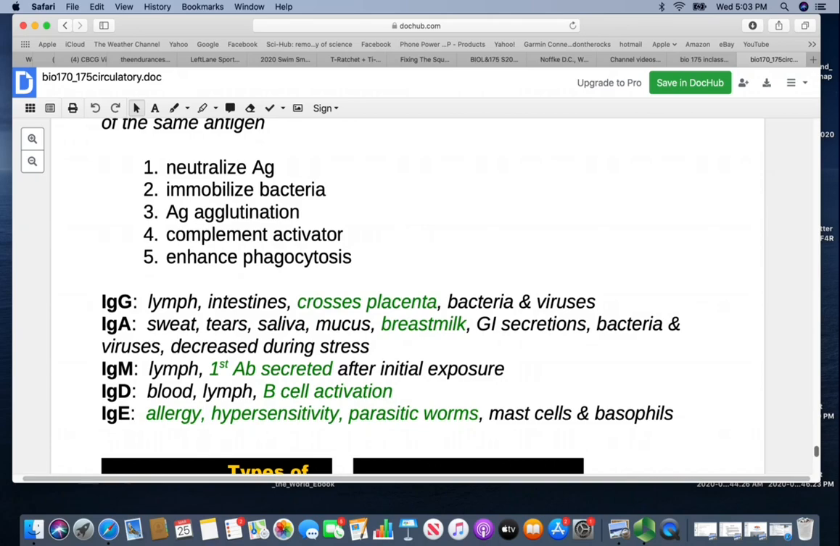IgD, this is the least understood of the antibodies. It's present in the blood and lymph and involved with B cell activation. IgE, this one is involved with allergy and hypersensitivity reactions as well as parasitic worm infections. It will react with the mast cells and the basophils.